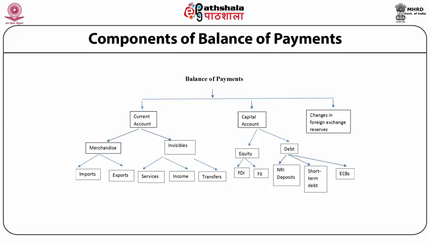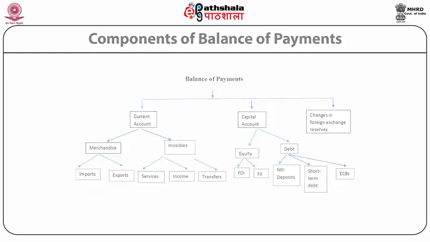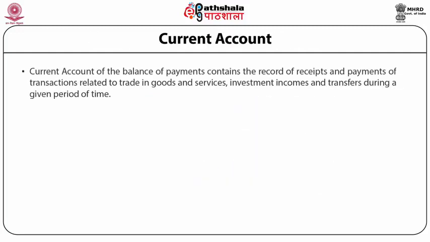Now the first component, that is current account. Current account is the first component of balance of payment. It contains the record of receipts and payments of the transactions related to trade in goods and services, investment incomes, and transfers during a given period of time.